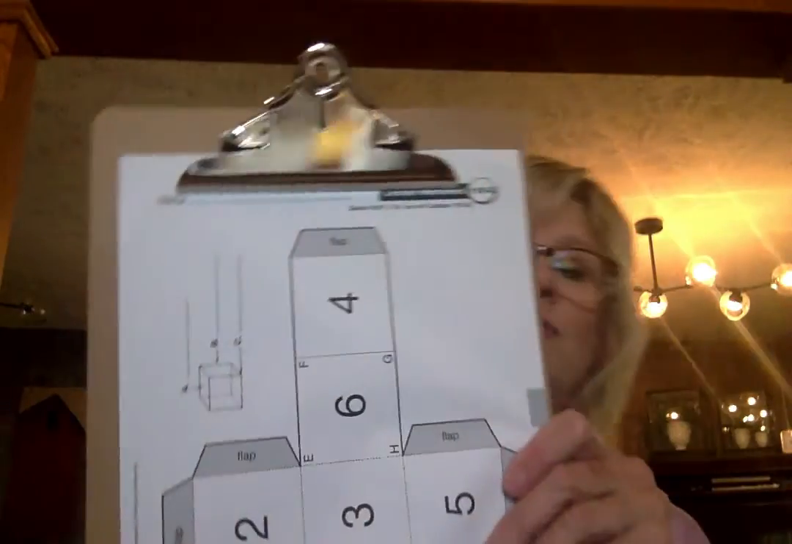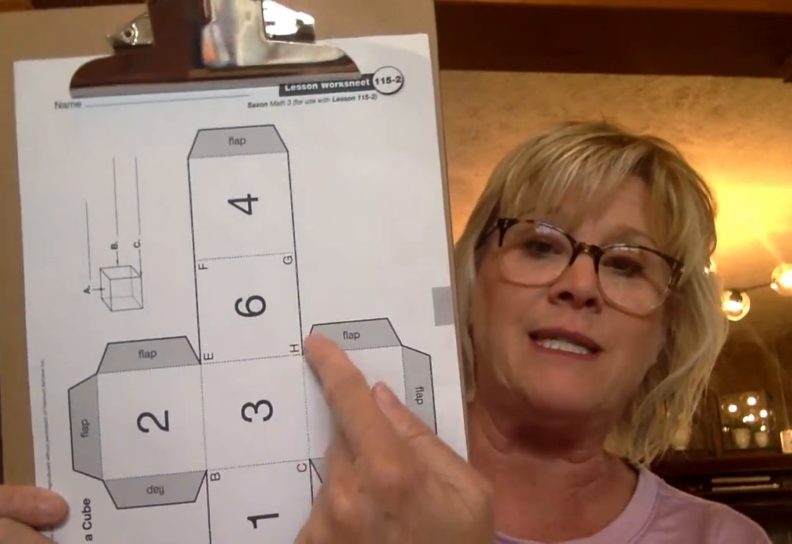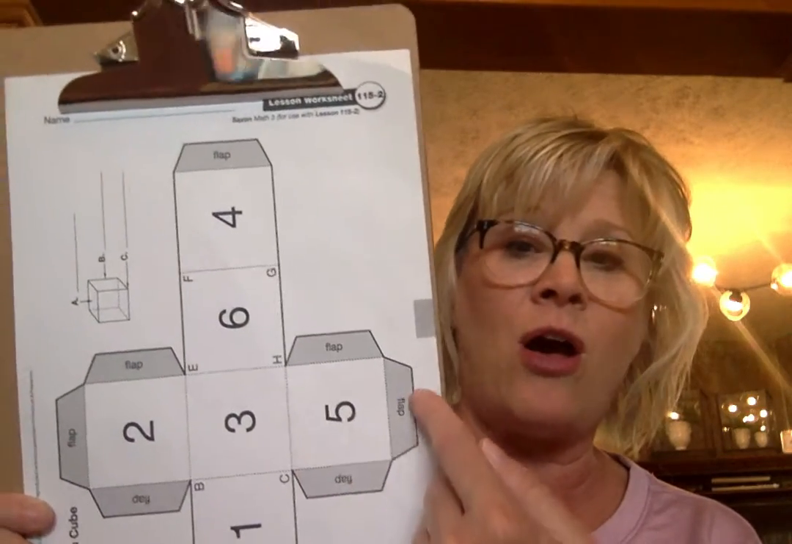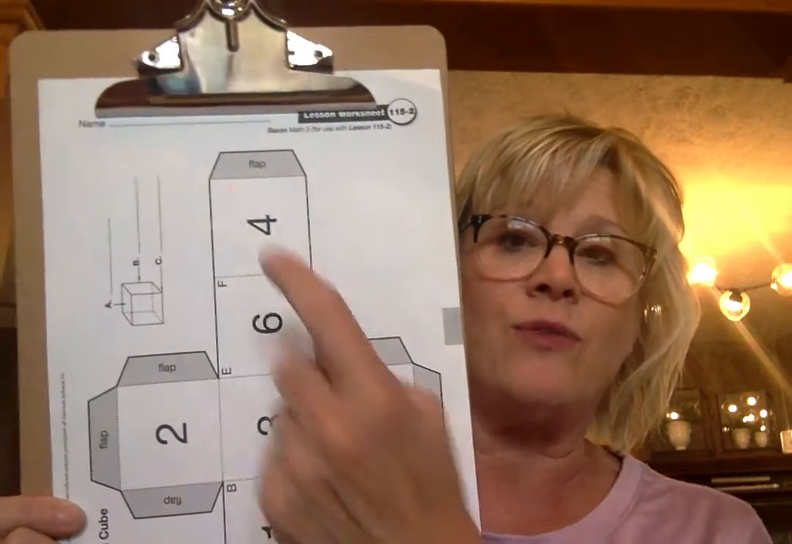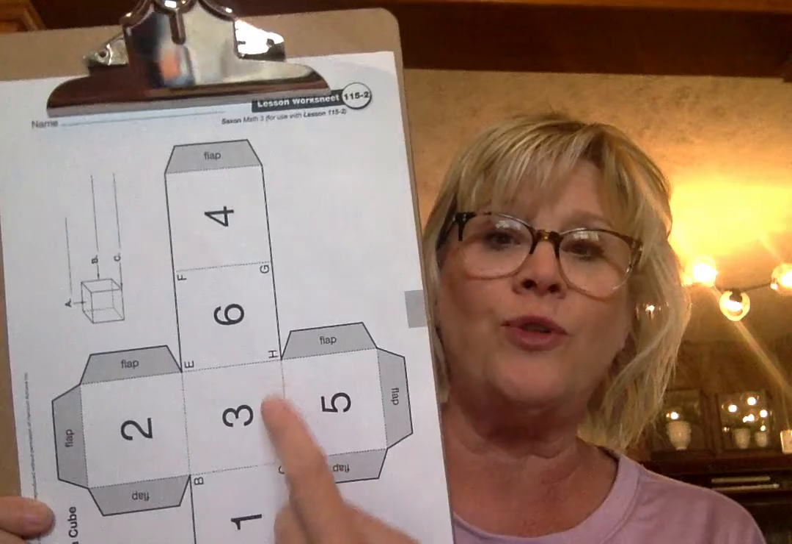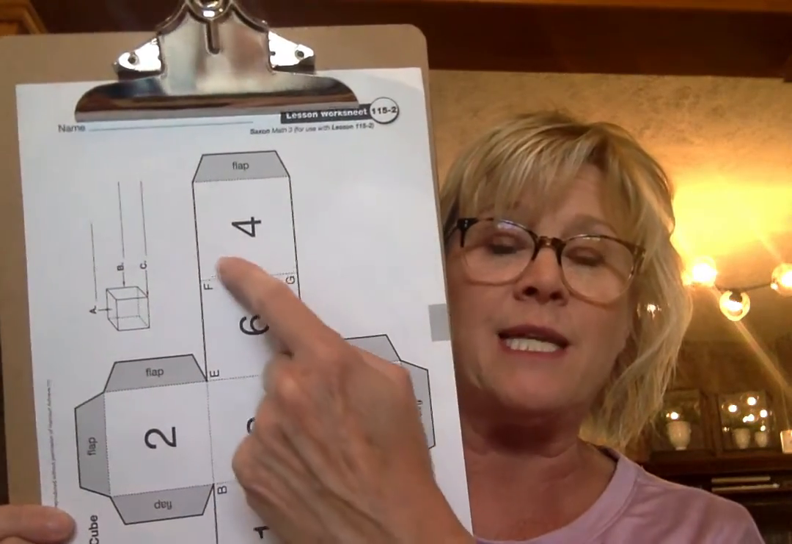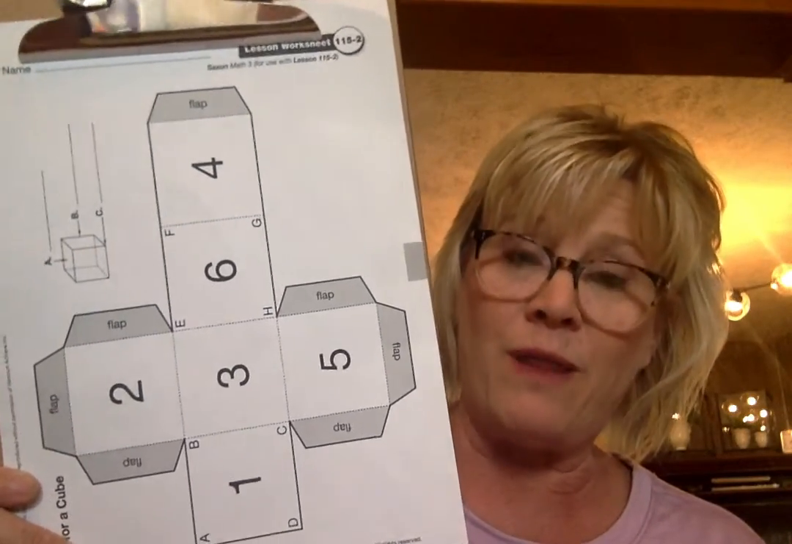Then I want you to get your scissors and you're going to cut this shape out. Stay on the solid lines. You are not cutting off the gray parts. Once you have it cut out, then you're going to fold on the dotted lines. So you're going to fold first, and then you can tape it together, and you will end up with a cube. So take a picture and show me your cube when you're done taping it together.